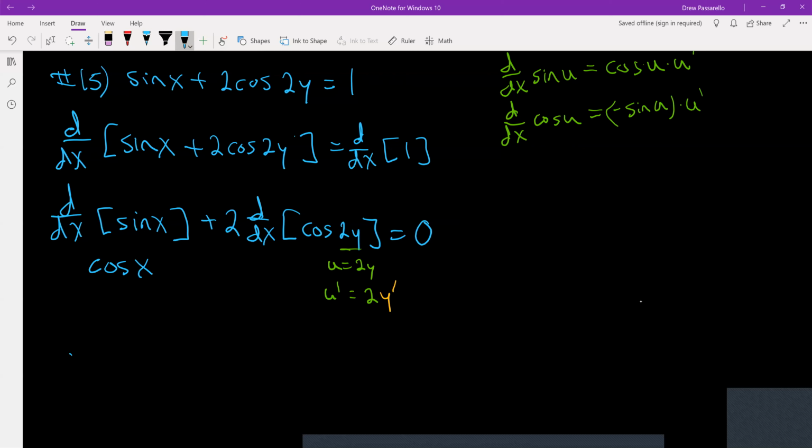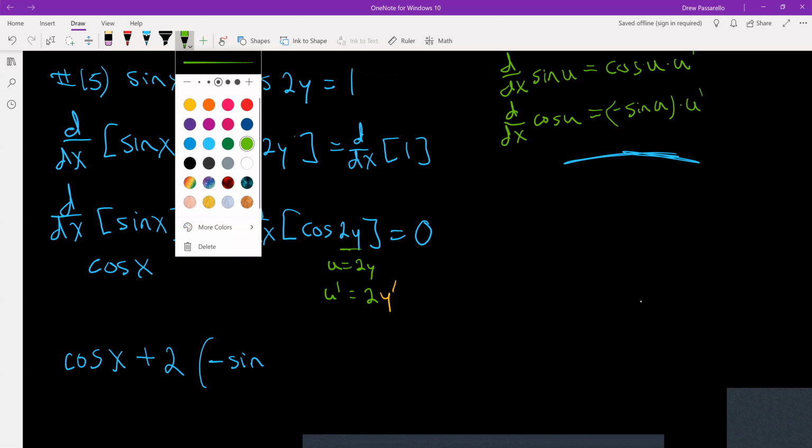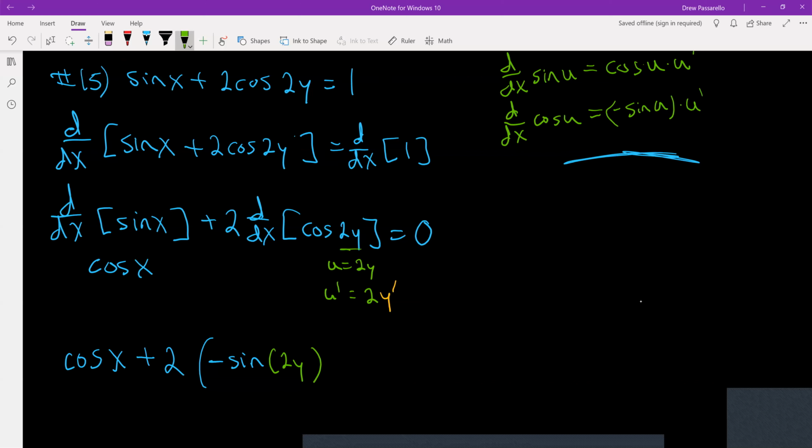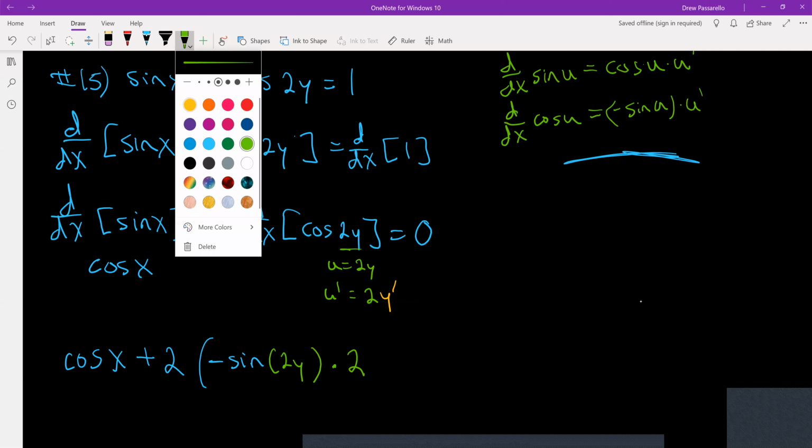So I'll have cosine x plus 2, and then I'll put in parentheses. Based on the chain rule, that'd be negative sine of u. And u is 2y, so it'll be negative sine of 2y, and then times u prime. Well, u prime is 2 and then y prime. So times 2 and then y prime.